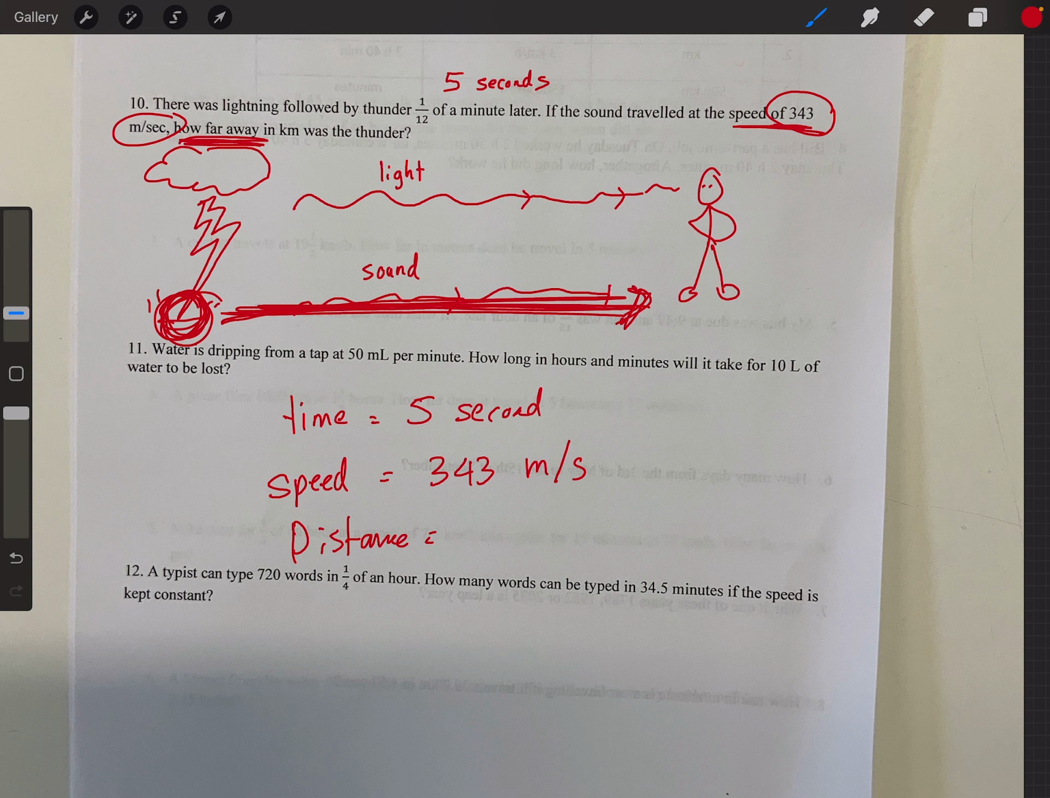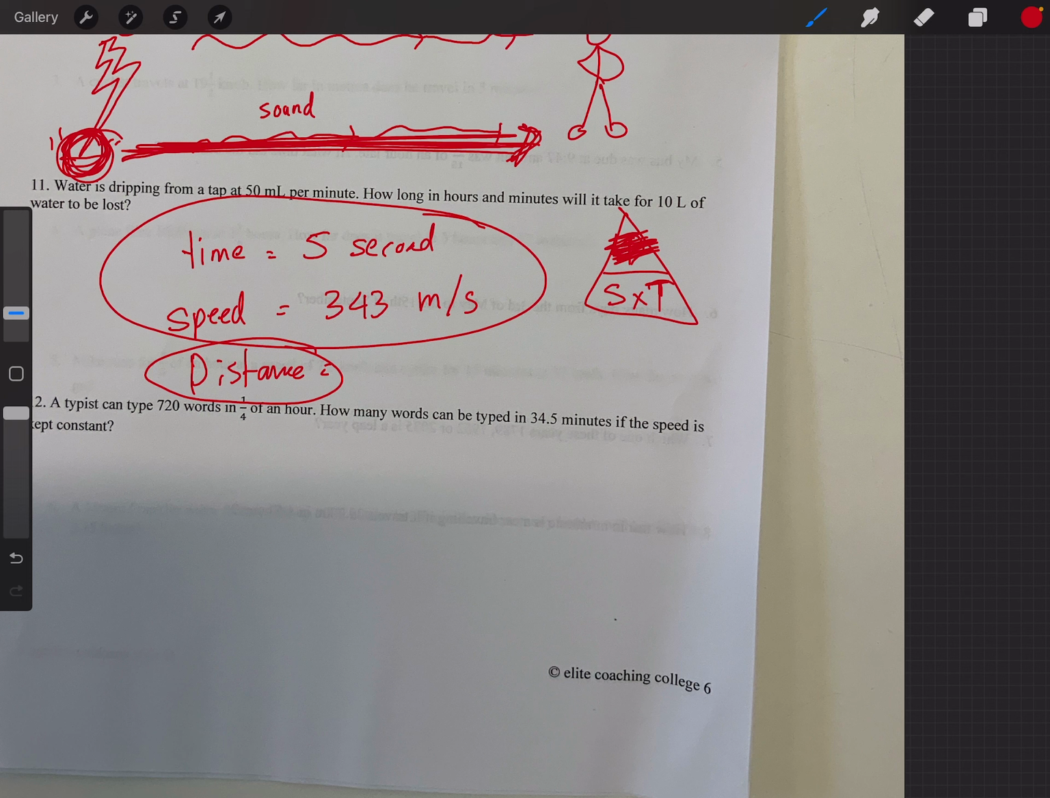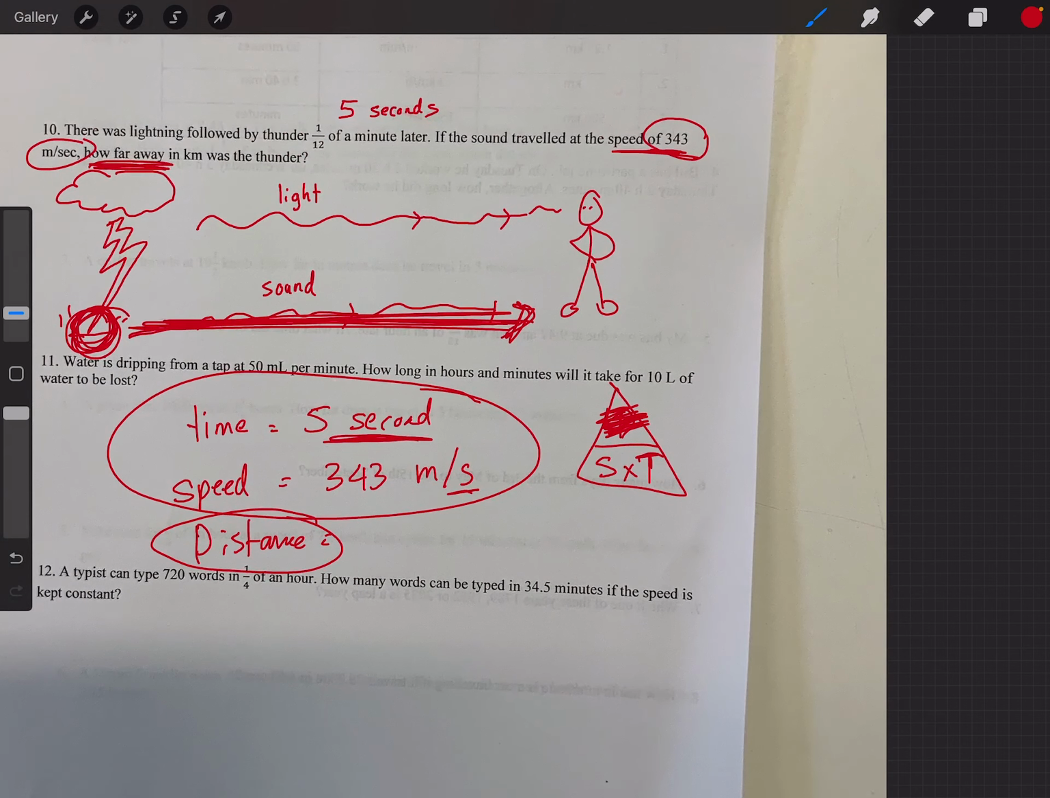Remember the triangle? We have this triangle here that says distance over speed times time. If you're asked to find the distance, you must cover up the d for the distance, and you can see that it's going to be speed times time. So you just multiply these two together and we get the answer. And since they're both in seconds, we don't have to convert anything. Just multiply it straight up and we get the answer.